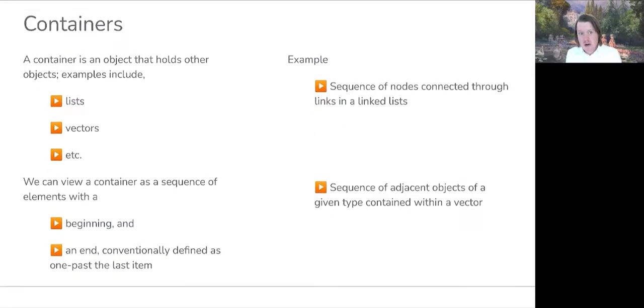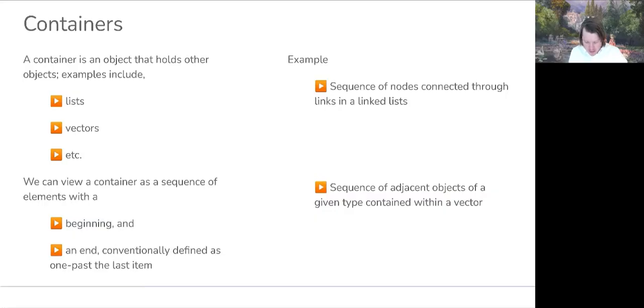So a container is going to be an object that holds other objects, and some examples would be a linked list, as we've talked about, a standard library vector, and there are other examples such as the trees and graphs that we've recently observed. We can view a container as a sequence of elements with a beginning and an end, which will conventionally be defined as one past the last item.